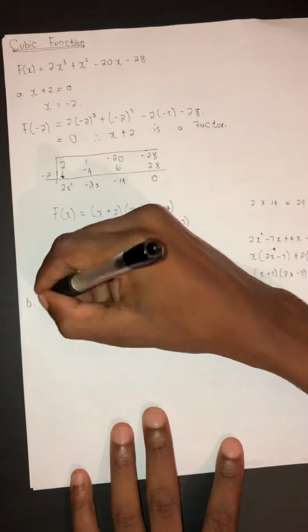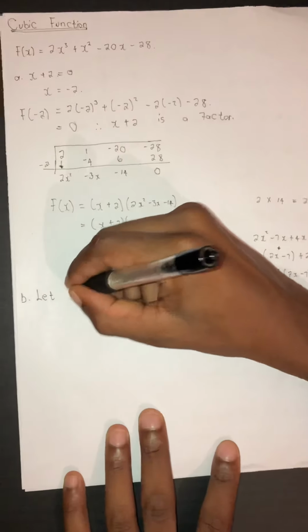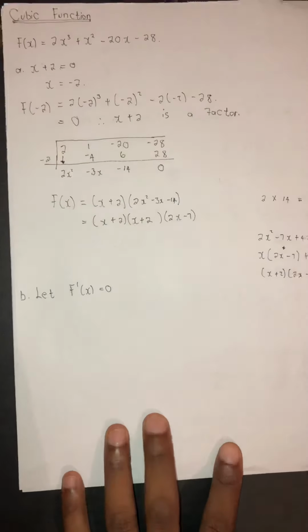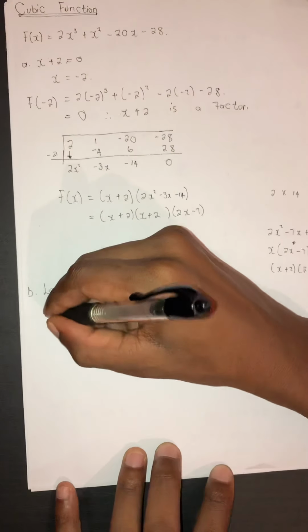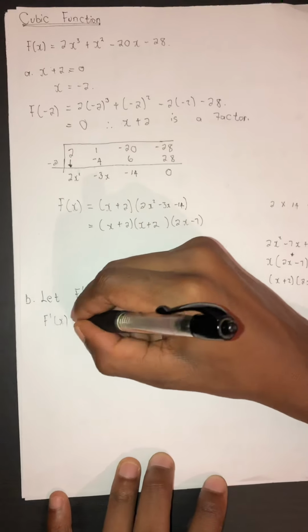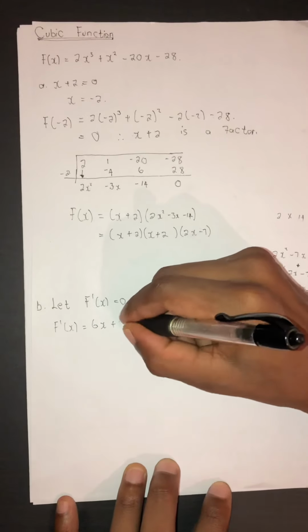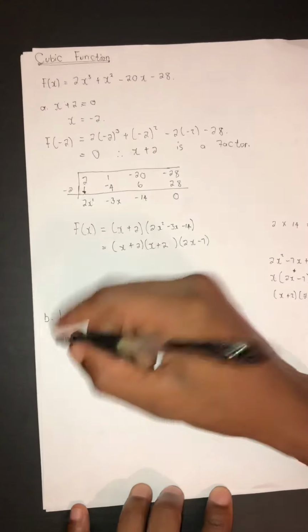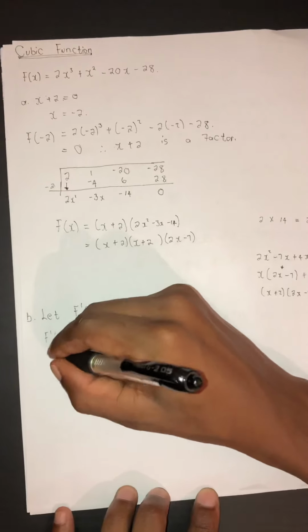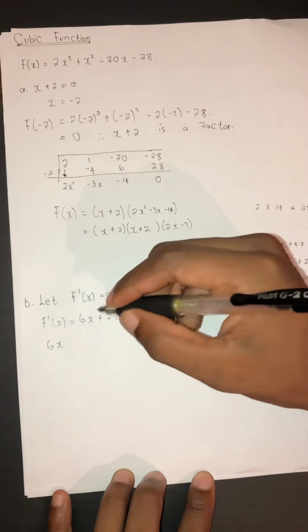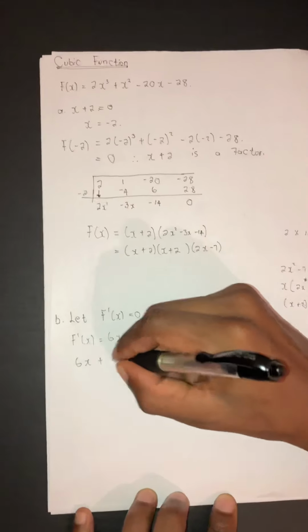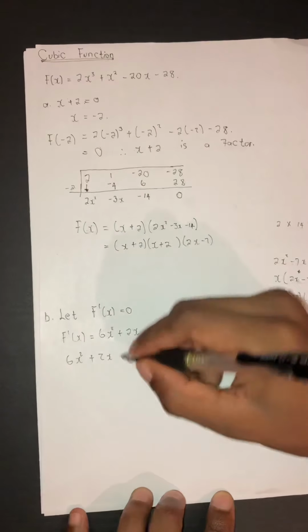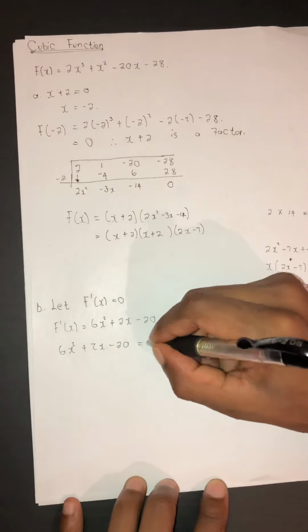So whenever we want the turning point, you must keep in mind that we will do f prime of x and then let it equal to 0. So what is f prime of x here? f prime of x is 6x squared plus 2x minus 20. And then we must make this equal to 0. 6x squared plus 2x minus 20 is equal to 0.